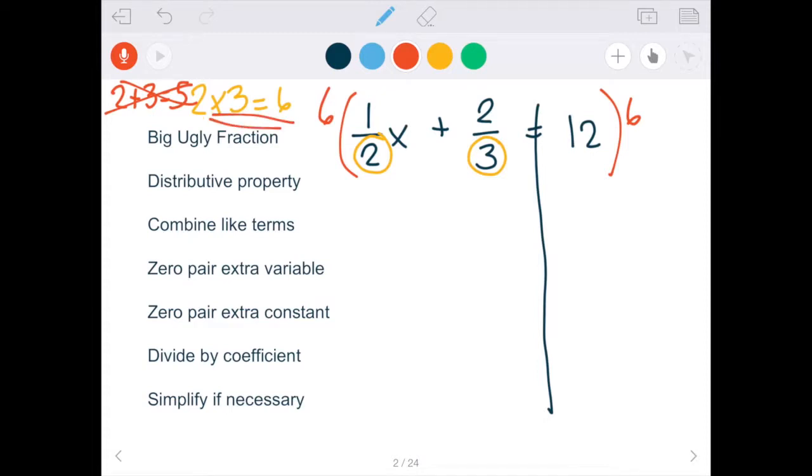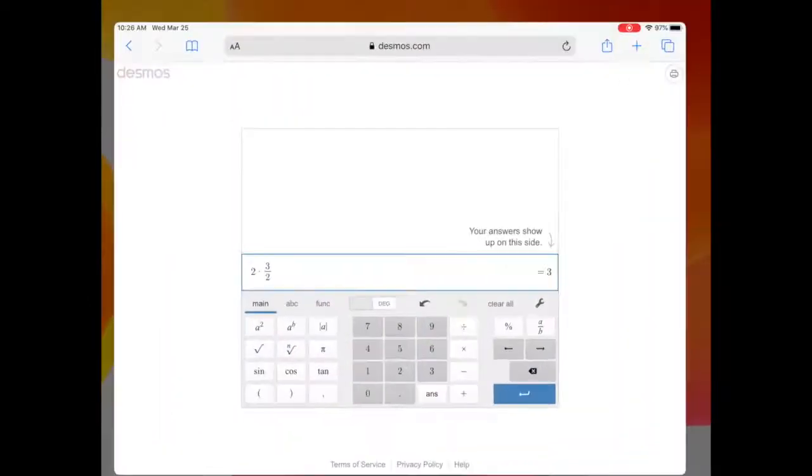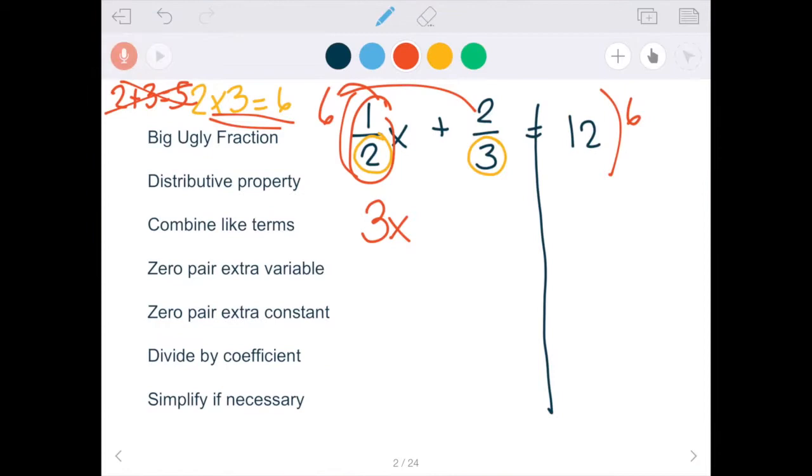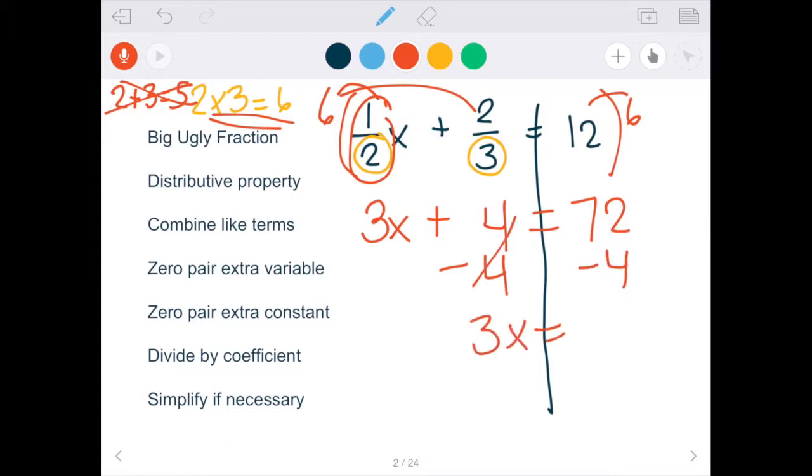So then you would go again into Desmos, although for half, you could just say to yourself, okay, what's half of 6? Half of 6 is 3, so that's 3x. But 6 times 2/3, you may not know that one. So we'll go back to Desmos, and we say 6 times 2/3. The answer is 4. And then don't forget to multiply this side. 12 times 6, 72. Then at this point, you can zero pair and continue on like normal. Okay.